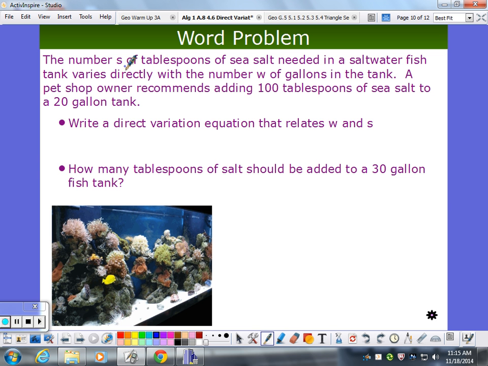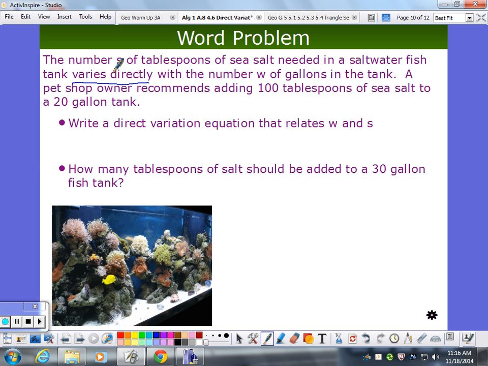The number s, we're using a variable s to represent the number of tablespoons of sea salt needed in a saltwater fish tank. Okay, so I don't know anything about saltwater fish tanks. But it says here that the number of tablespoons of sea salt varies directly with the number of gallons in the tank, and we're using W to represent that. A pet shop owner recommends adding 100 tablespoons of sea salt to a 20-gallon tank. A lot of salt. Now, it's a big tank, right? So how do I write a direct variation equation to relate W and S?